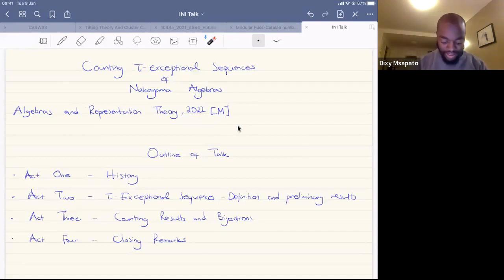The outline of the talk is as follows. I just divided the talk into 4 parts. In the first part, I will talk about a brief history of exceptional sequences, mentioning where they come from and the sort of work that's been done in the area. In the second part, I will talk about tau exceptional sequences, giving basic definitions and results, which will be useful for the counting results I get later on, and the projections later on. And finally, I'll give some closing remarks about the results I have and work going forward.